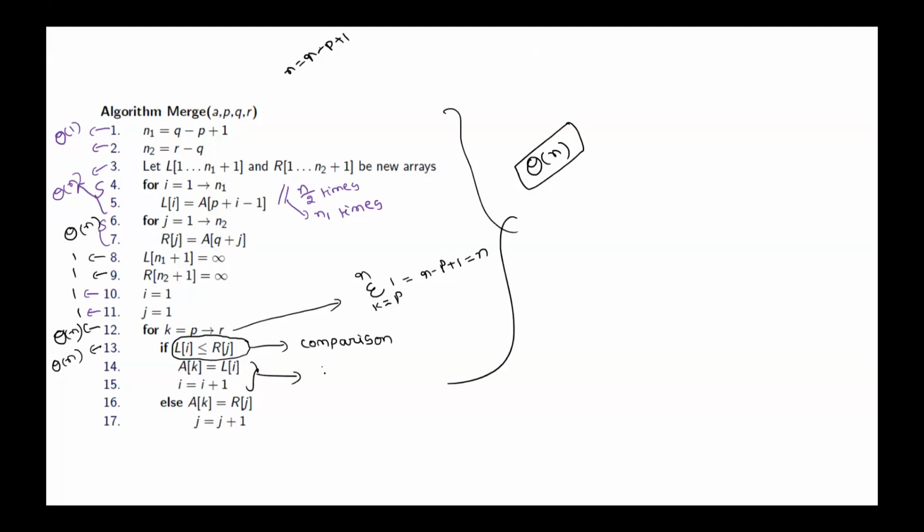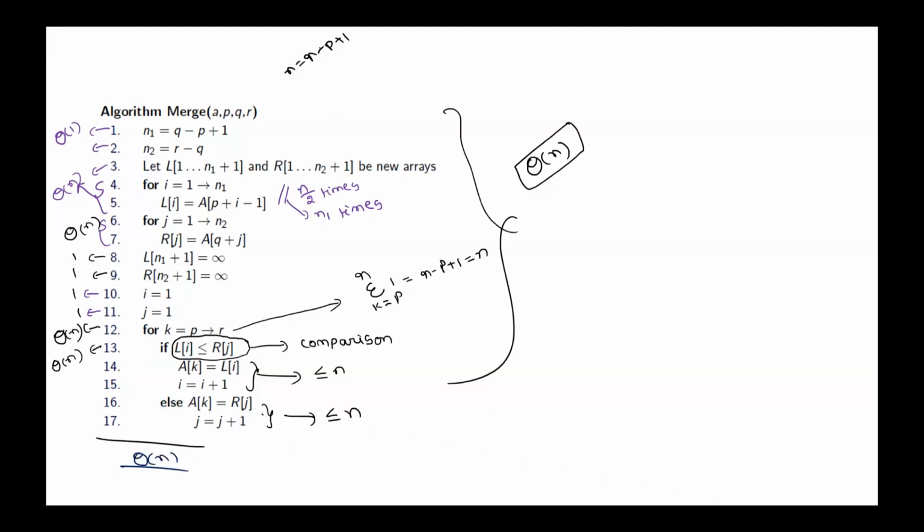Steps 14 and 15, at most n. This is also at most n. So overall, what is the time? Easily we can say that it is theta of n. Is that okay?